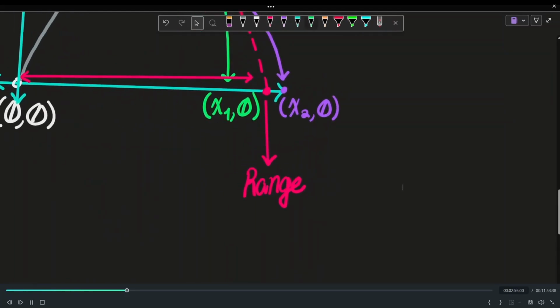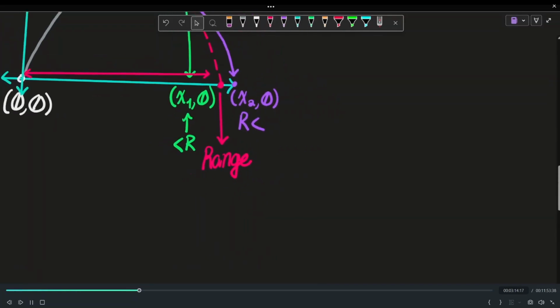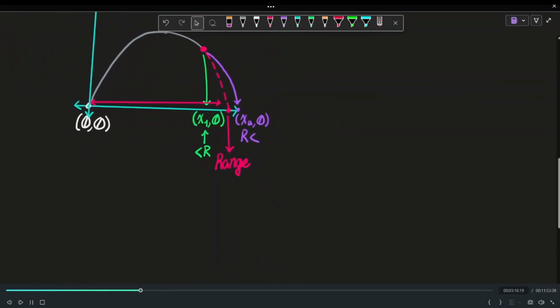And then from here, we know that this is greater than the range. Or sorry, no, other way around. This is less than the range, and this here is greater than the range. There you go, that makes sense. So how do we actually begin by calculating?